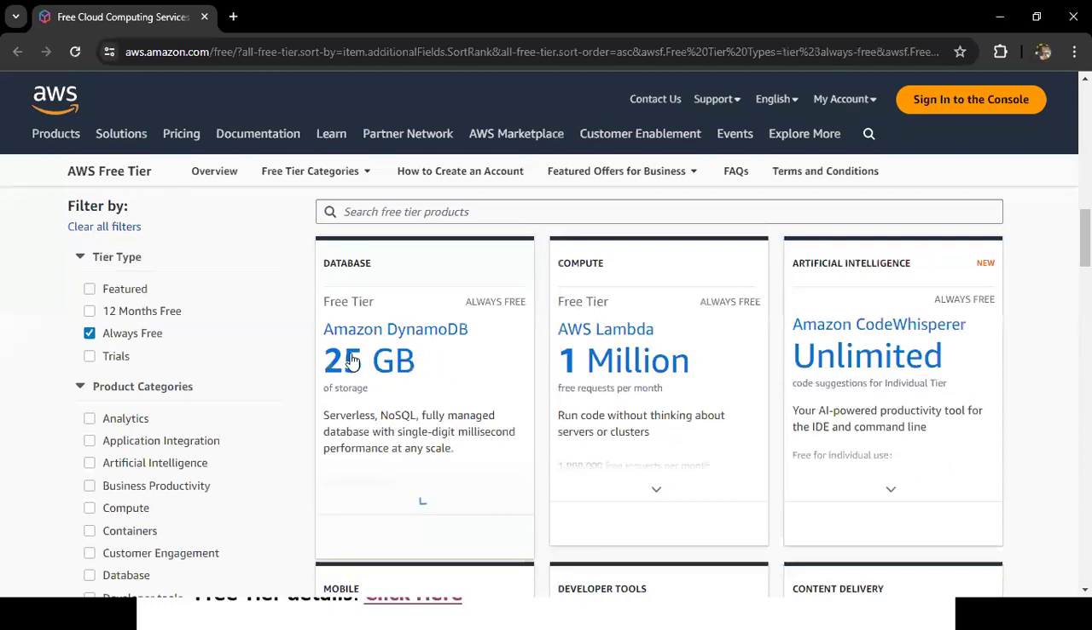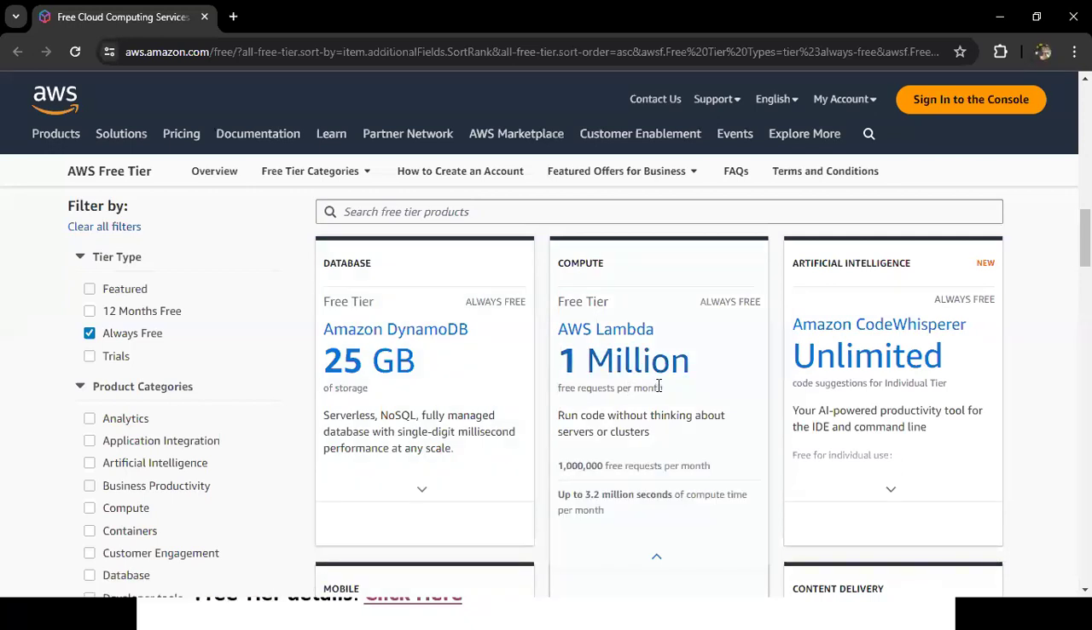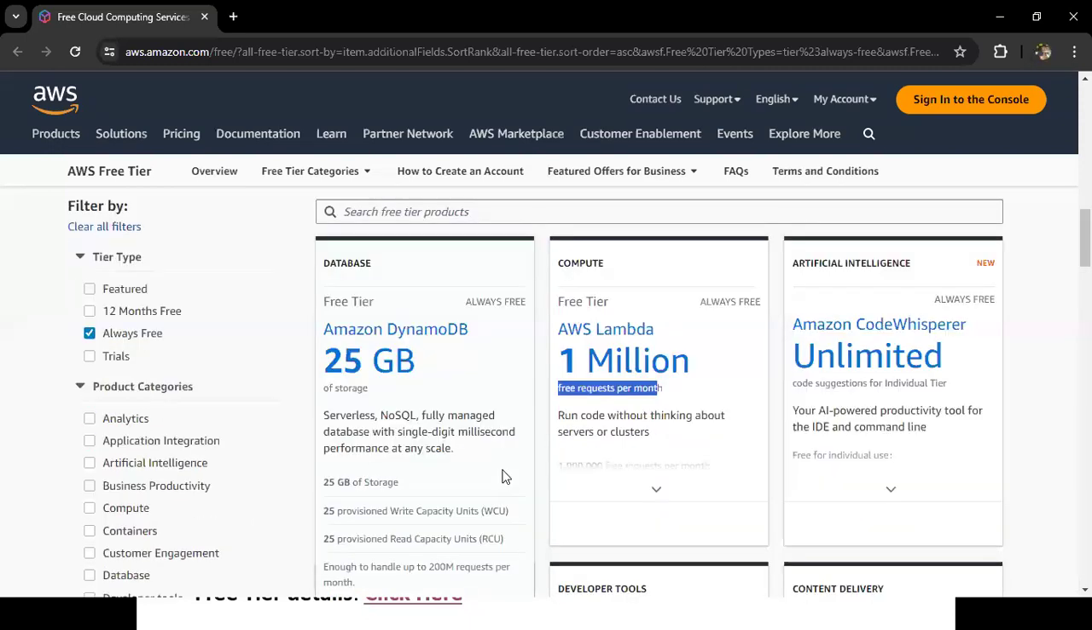Always free: DynamoDB, 25 GB is always free. Lambda, 1 million requests per month free. SNS, 1 million, always free. So only 1 million requests we are getting for SNS service. What is SNS? We will learn, don't worry. After 1 million, then they'll charge you. So these services are coming under always free.